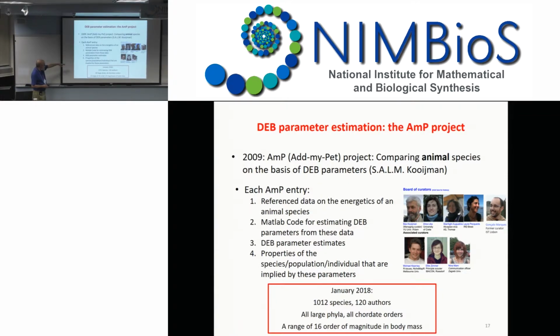There's a summary there of what each entry contains. As of January of this year, according to Laura, there were 1,012 species from 120 authors. All what they call large phyla are covered in there with greater or lesser degrees of precision. Some of the estimates are very thorough and rigorous, and there are measures of quality there, and there's a range of organismal size of body mass across 16 orders of magnitude. So it's an important resource to be aware of.